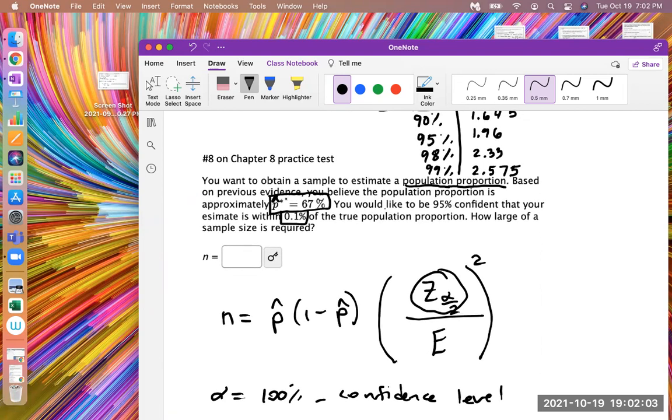I found that the p hat was your 67%, and we have to put it as a decimal. We found the margin of error. We said the estimate has to be within 0.1. Whenever they have that word within, whatever comes after it is your margin of error. So I wrote that as a decimal. It's very confusing because it's a percentage that's already written as a decimal, so you still have to move the decimal twice to the left. As a decimal, it's going to become 0.001 that we're going to plug in for the E there.